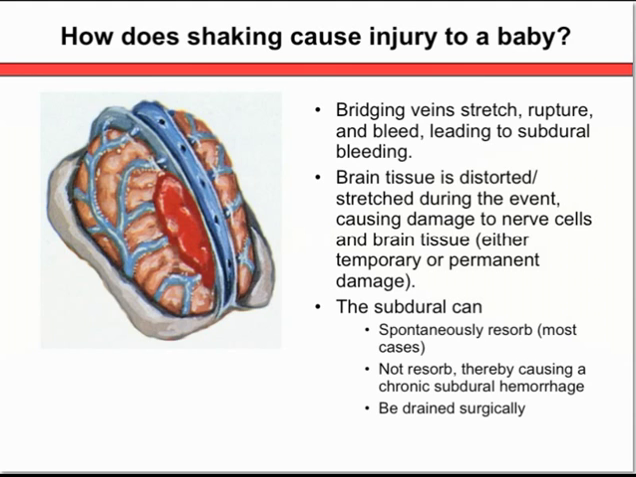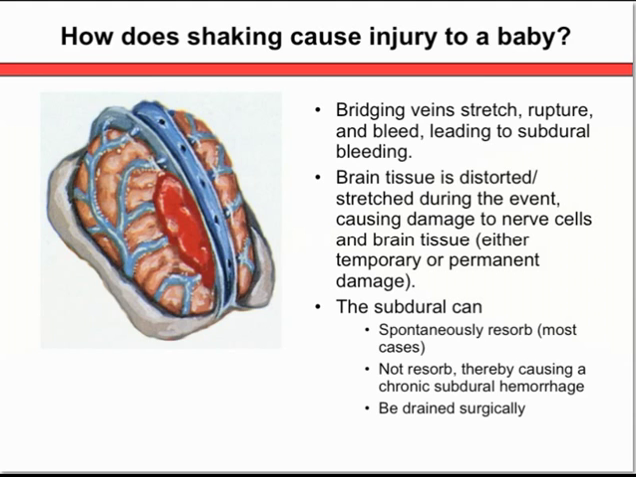Now, once a child has a subdural, there are a few different things that can happen subsequently. Most commonly, the body spontaneously reabsorbs that fluid, and the subdural completely goes away. In some situations, the body does not completely reabsorb it. The blood eventually breaks down, and you eventually have a chronic subdural hemorrhage. That too can be detected on CT or MRI.